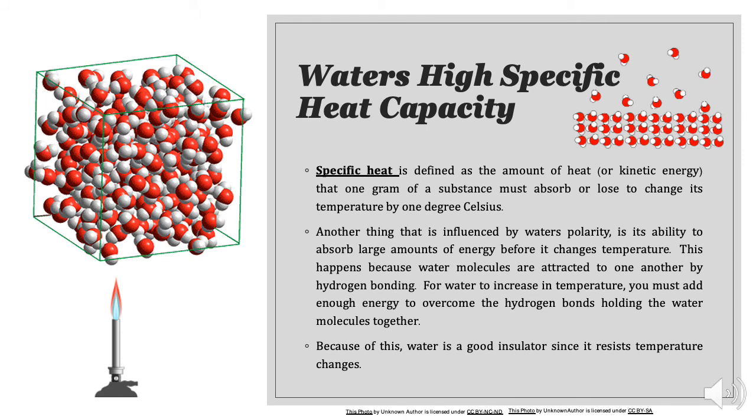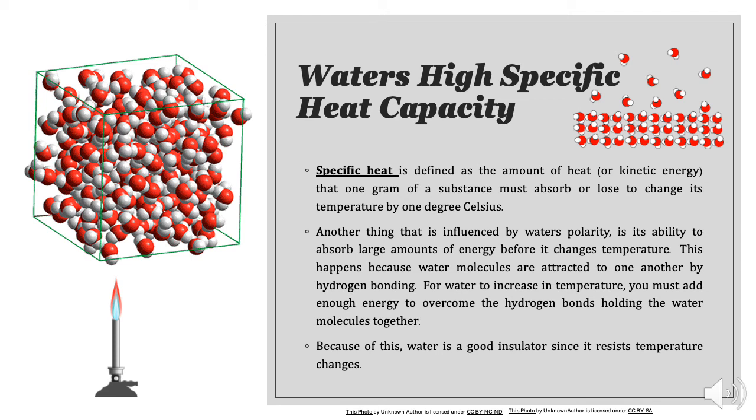The last characteristic that we're going to talk about is water's high specific heat capacity. So heat capacity is defined as the amount of heat or kinetic energy that 1 gram of a substance has to absorb or lose in order to change its temperature by 1 degree Celsius. Water happens to have a relatively high heat capacity, meaning that it can absorb a lot of heat energy before its temperature changes. And the reason for this is, again, because water is a polar molecule and it forms those hydrogen bonds.